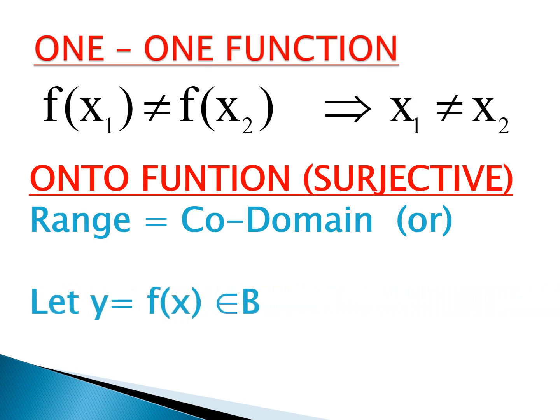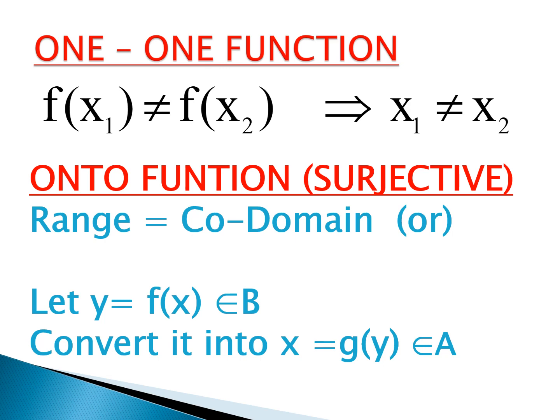Or you have to take y equal to f of x that belongs to B, the codomain. Then you have to convert that function as x is equal to g of y. The g of y entirely must be a function of y only. X should not be there in that function. That value must belong to capital A, that is the domain. Then we can say for every y belonging to the codomain, there exists an x equal to g of y belonging to A. Therefore, it is an onto function.